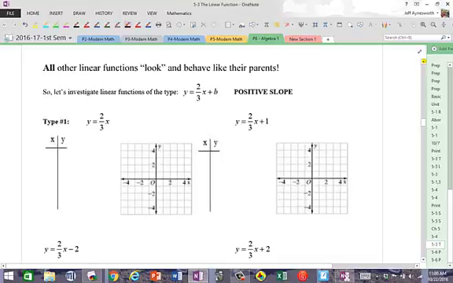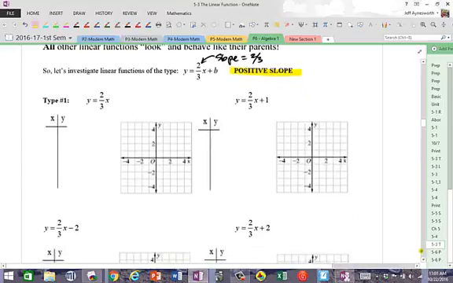Now, all these linear functions look like their parents. However, the offspring right here, which is y equals 2/3 x, looks a little bit different because the slope's different. All right, so let's investigate ones with a slope of 2/3, which is obviously positive, ones with positive slope. And then we'll take a look at ones with negative slope and so on. Now, we're going to develop each one by plotting points, and then we're going to see how each one behaves and how you can graph these functions by using what's called the slope and the y-intercept, because you can do that easily. You don't need to do the table of values. However, if I ask you to develop a table of values to plot the function, you should be able to.